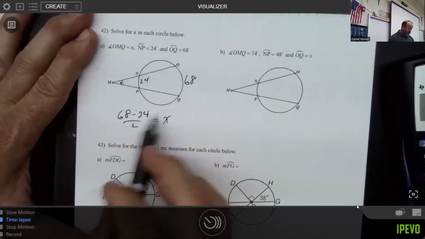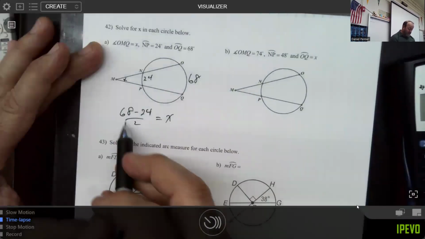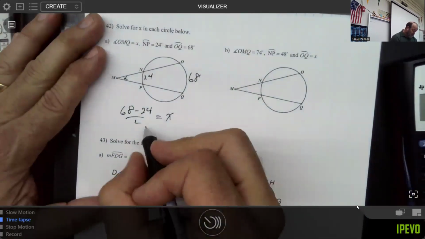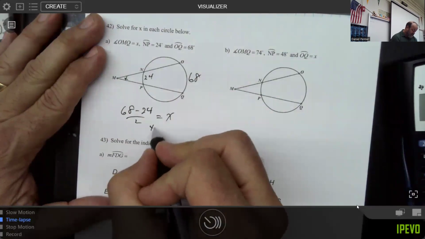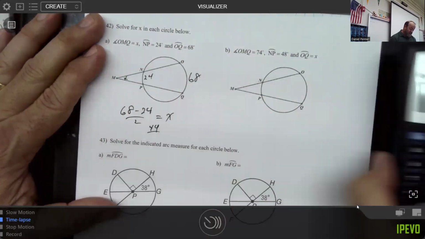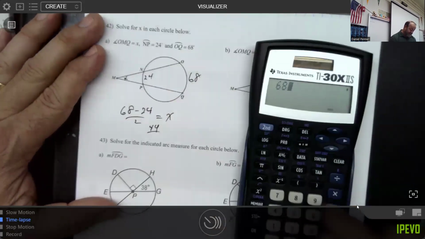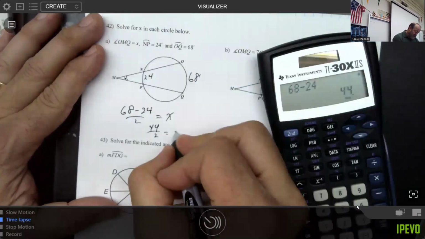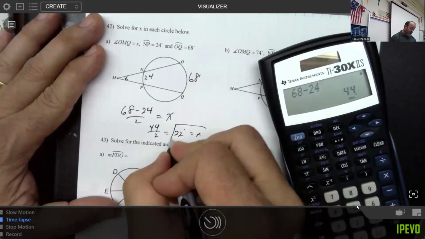And some people do this in different ways. You could divide both of them independently by 2, kind of a distributive property, or we can just go ahead and say that 68 minus 24 is 44, right? And then if we divide that by 2, I got 22, so x is 22 degrees.